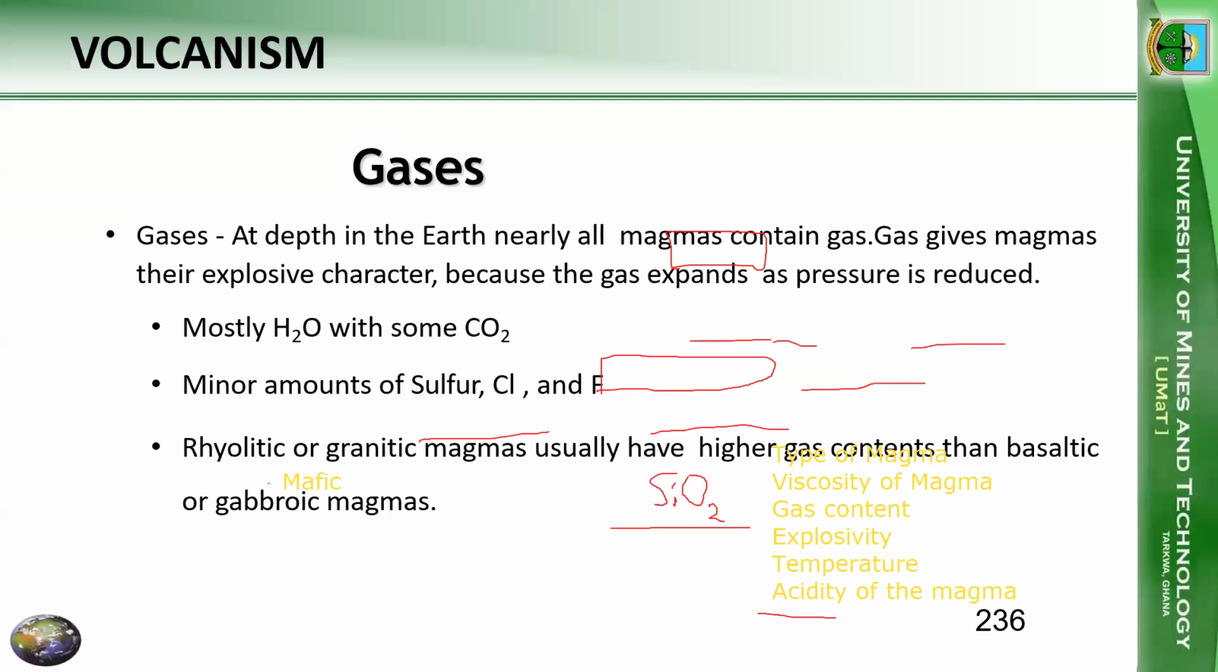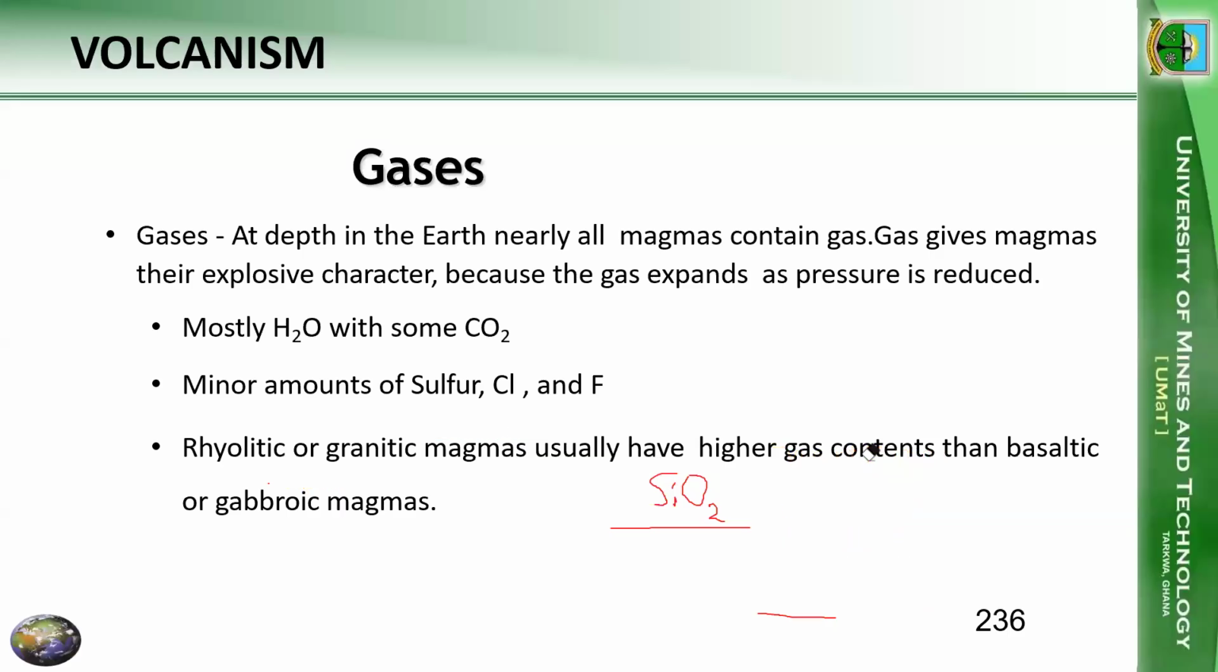So you realize that the higher the silica contents, the higher the gas contents of the magma. That is what this basically means. So we see how the silica content is able to give us a lot of information about the kind of magma we are dealing with.